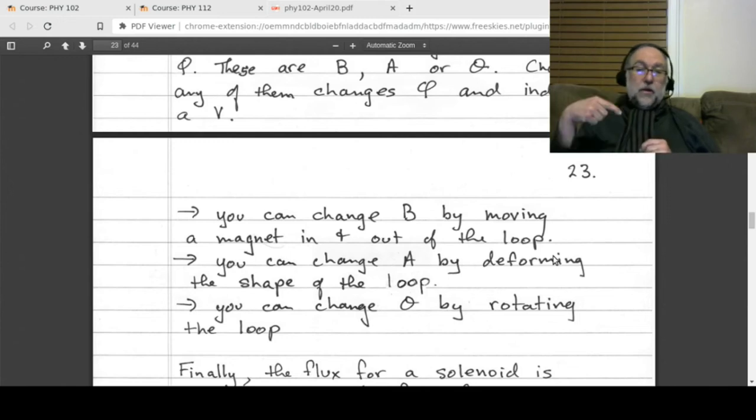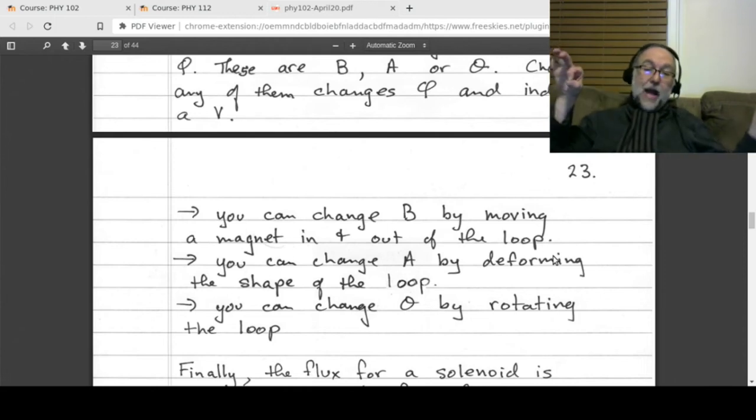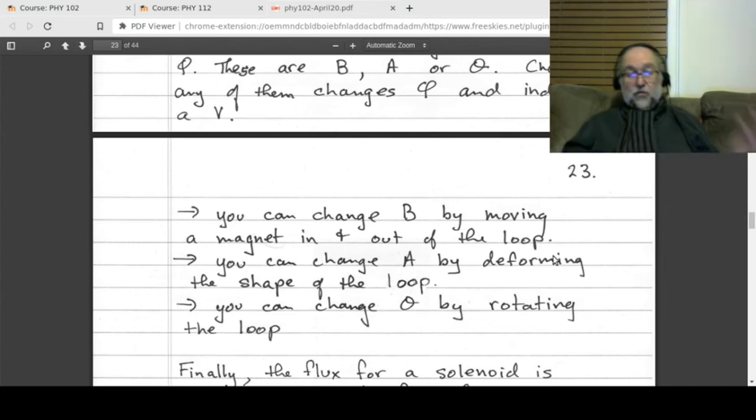Okay, so you have that loop there, and we've got the magnet inside the loop. So here's the loop, and here's the magnet inside the loop. And if you just pull the magnet out, what you've effectively done is you've removed the magnetic field, and then of course B is going to change, okay? So one way to change B is to just pull the magnet out of the loop, or whatever's causing the B field, usually like a magnet. So that's one way to change your flux.